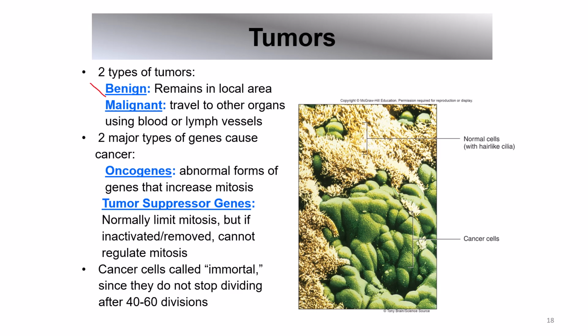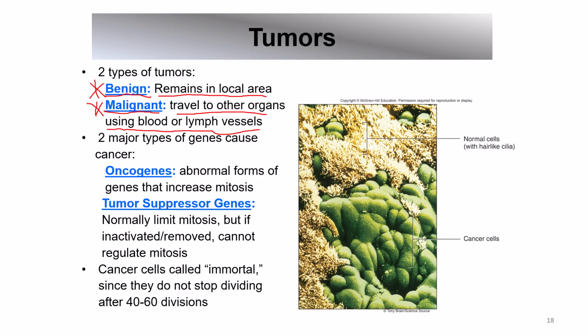There are two types of tumors. Benign tumor means that it stays in the same area, but a malignant one is able to travel to other organs using blood or lymph vessels. But really, it's the cancer cells that separate off from the tumor and are able to then travel to other parts of our body.